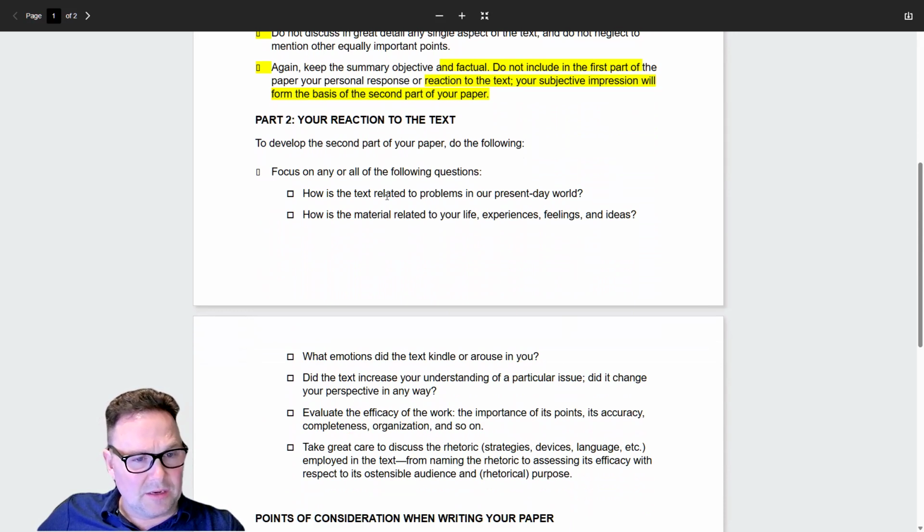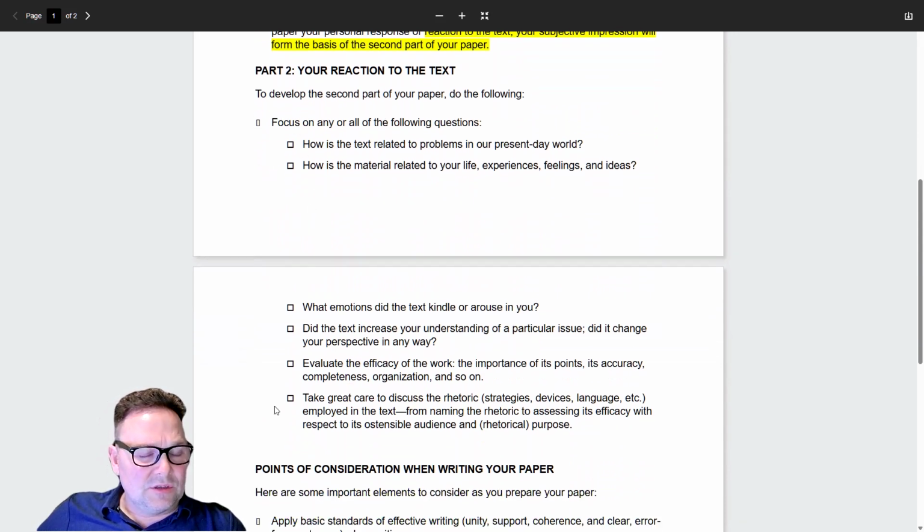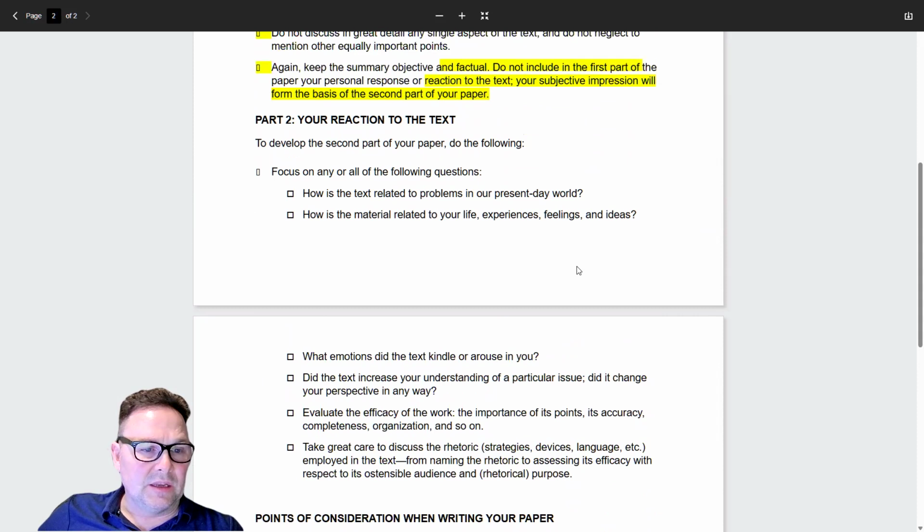And so for the second part, then, your reaction, there's just a series of questions that are included here. These aren't the only questions that you want to consider, but do consider these. Do think of ways to respond to these. Allow them to inform how you may go about responding to additional questions that cross your mind, some that aren't here necessarily. How is the text related to problems in our world or country or community? This one's very important. How is what you're reading in the text that you've chosen related to you and your life and everything that goes on in your reality?